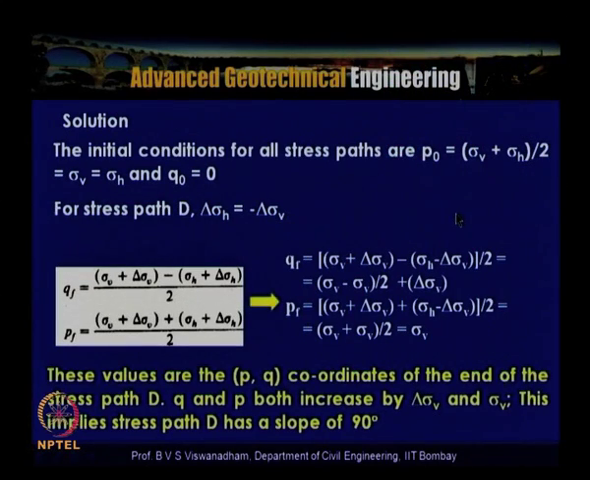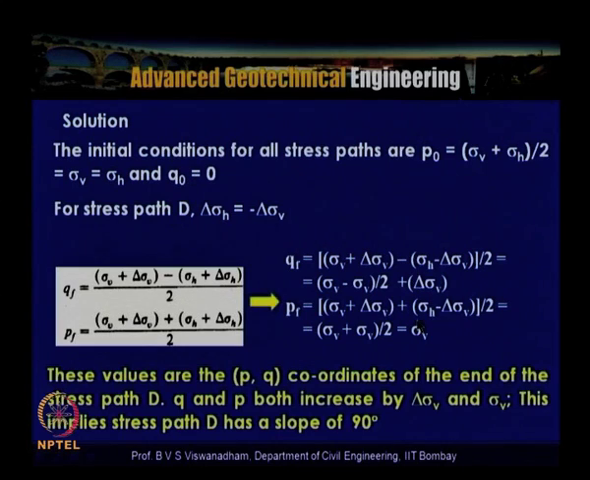Now we have stress path D. In this stress path D the condition maintained is that delta sigma H is minus delta sigma V. By using the same principles and substituting, with sigma H equal to sigma V, it increases by delta sigma V. This point is sigma V plus delta sigma V plus sigma V minus delta sigma V, because delta sigma H is equal to minus delta sigma V. So these two get cancelled, and then we have 2 sigma V by 2, which is nothing but sigma V.